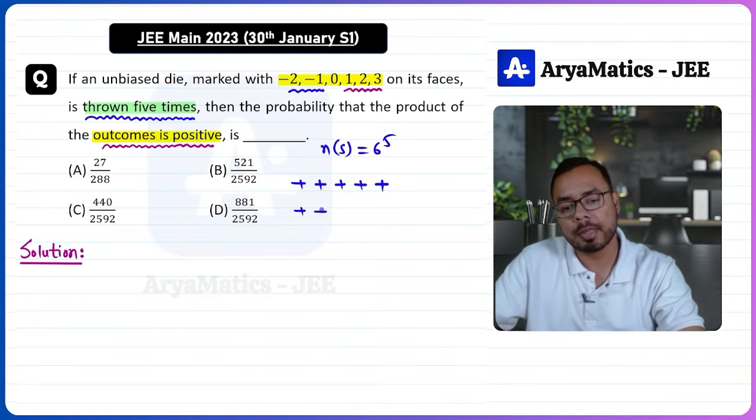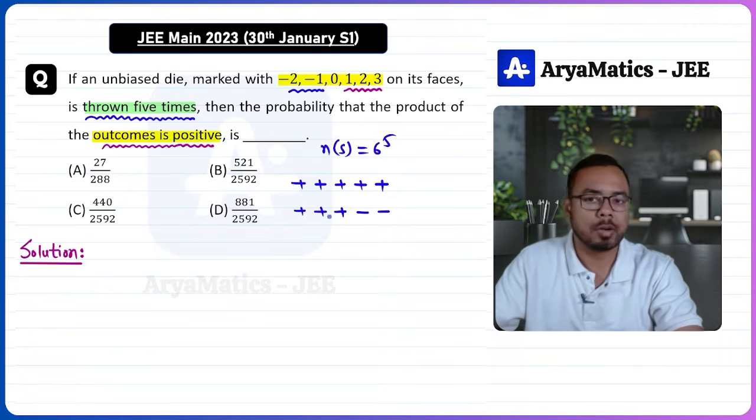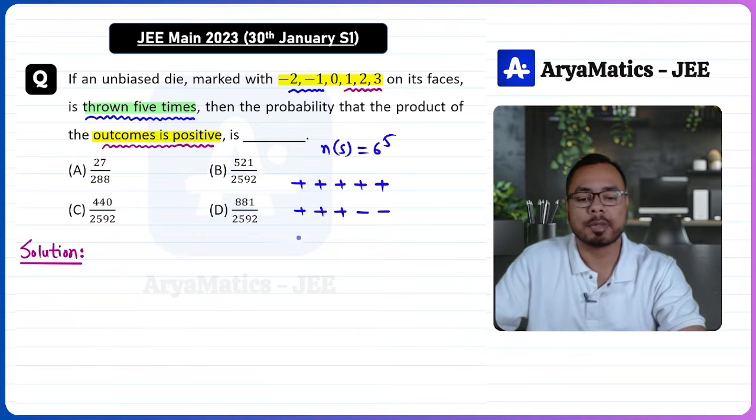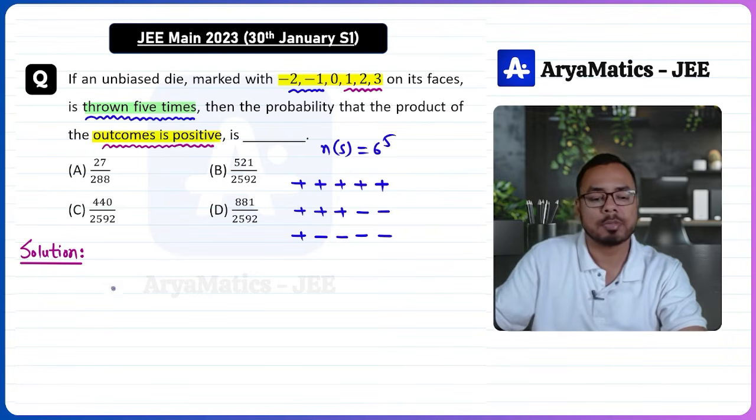Another possibility is that any 2 outcomes are negative. If we have an even number of negative outcomes, then also we can make the product positive. So any 2 outcomes are negative, and the remaining 3 outcomes are positive. This is another possibility. And finally, the last possibility will be that any one outcome is positive and the remaining 4 outcomes are negative. So now we have to see in how many different ways we can do this.